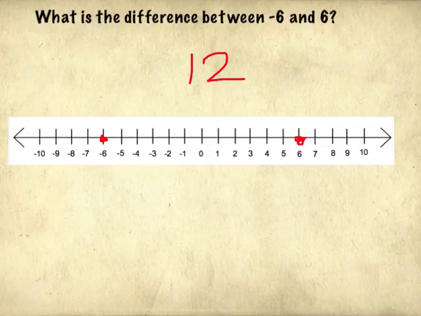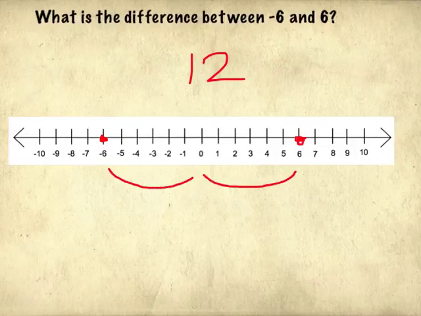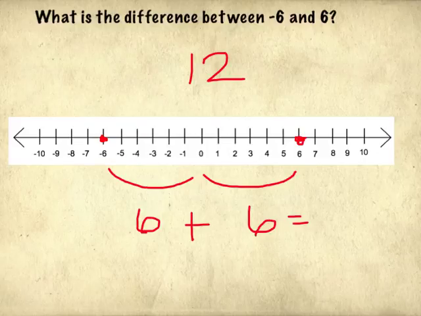You can also find that distance if you don't want to draw a number line. What you can do is just add up the distance to 0. So from 0 to positive 6 is 6. From 0 to negative 6 is 6. There's 12 in between them.